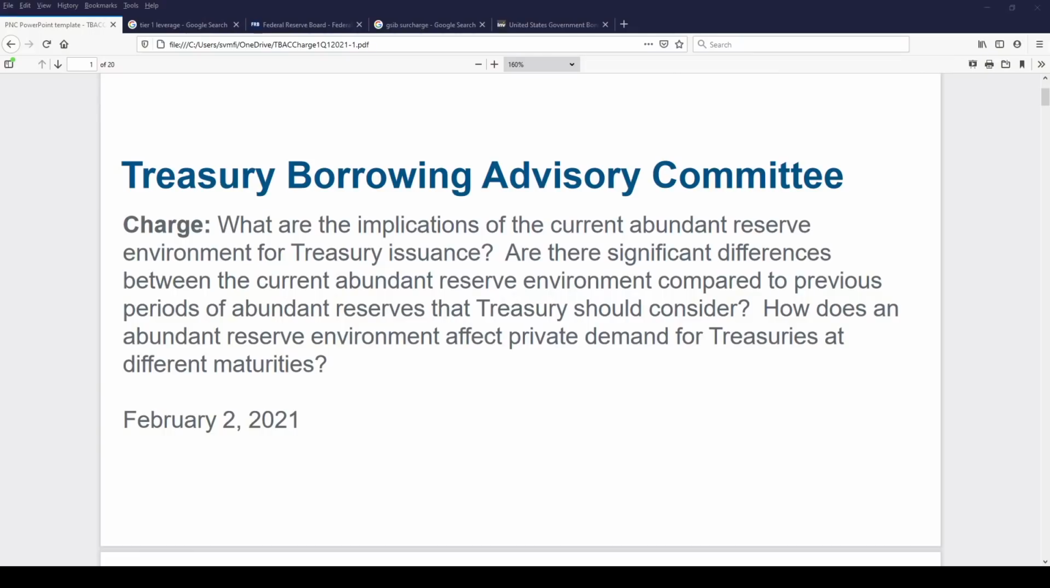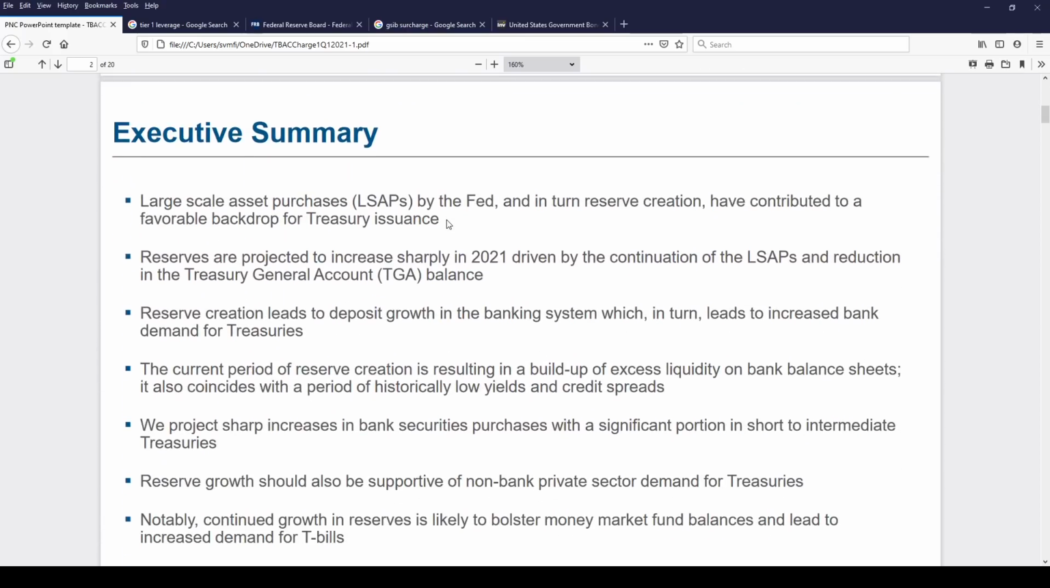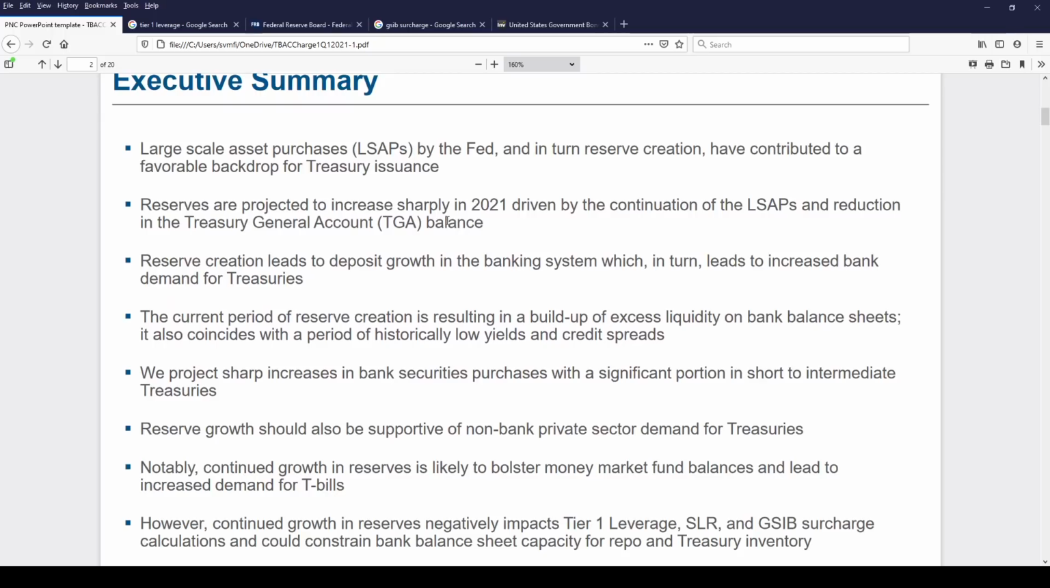And we're going to start out by looking at a report from the U.S. Treasury and going through it so you can actually see behind the scenes that even they know there's a problem and how it's likely to play out in the markets. Let's get started. So this report is from the Treasury Borrowing Advisory Committee on February 2nd of 2021. And let's go through the executive summary because it's really interesting.